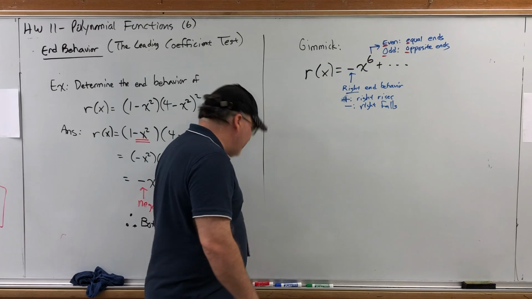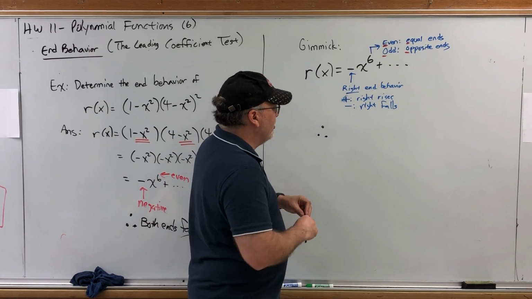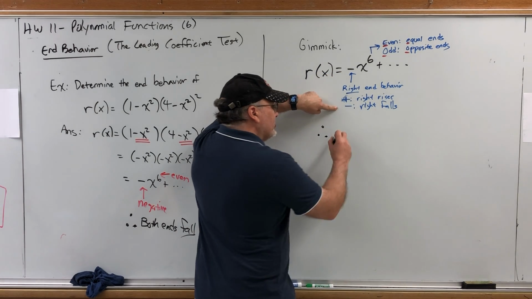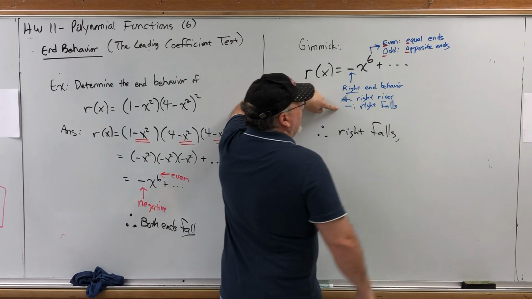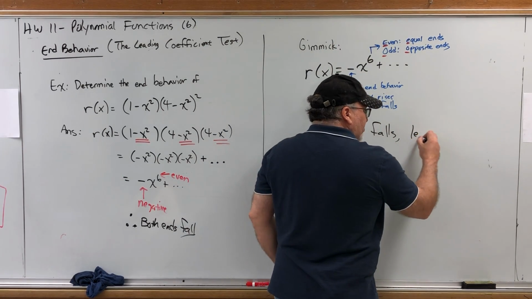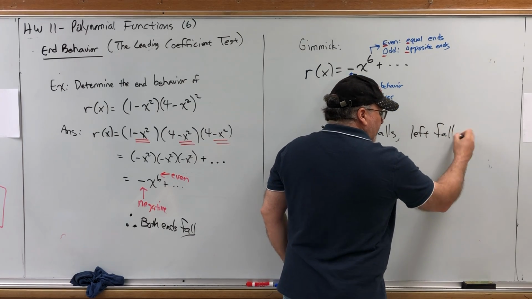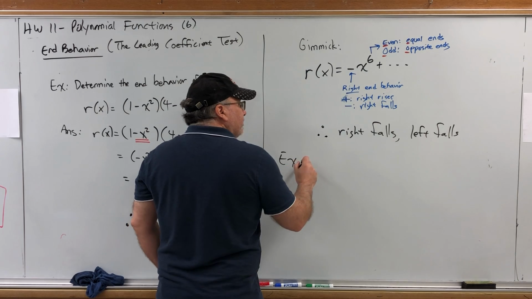So for example, on this one, here's what I would say. Because the leading coefficient is negative, that means the right falls. Because the degree is even, that means that the ends are equal. That means that the left does the same thing. No need for a table. Let's take a look at one more real quick.